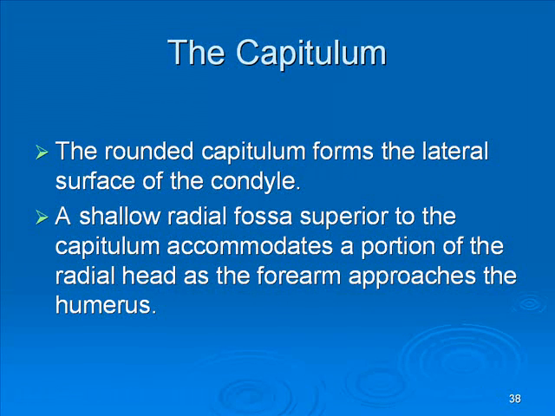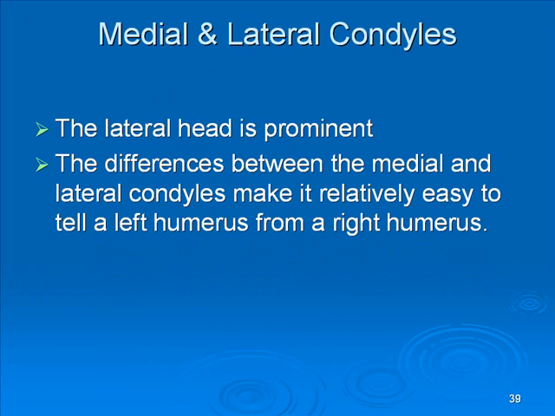The rounded capitulum forms the lateral surface of the condyle. The shallow radial fossa superior to the capitulum accommodates portions of the radial head. And the radial head, it's called radial head because it's a circle. Remember, a circle is measured by a radius. And so radial head, and we'll show you that in just a bit on an illustration or a picture.